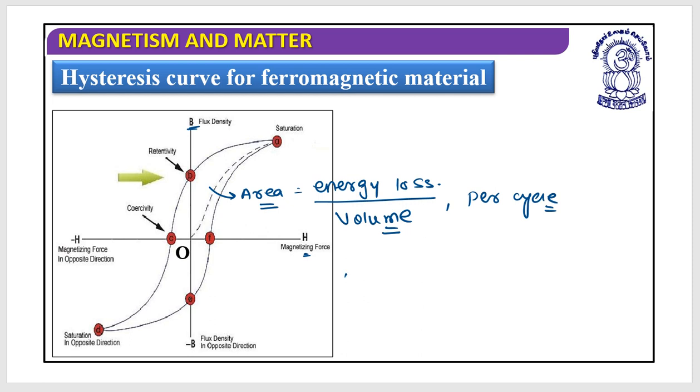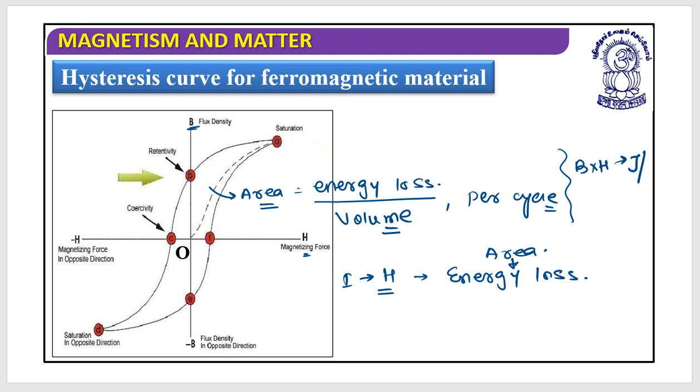Yes, the same kind of graph, the same hysteresis curve, can be formed for the I versus H graph, and that graph also will give me the energy loss. That means the area of this I versus H graph gives me the energy loss. When I say that the B versus H graph is there, its area will give me joule per meter cube, while the unit for the I versus H graph is ampere square divided by meter square.